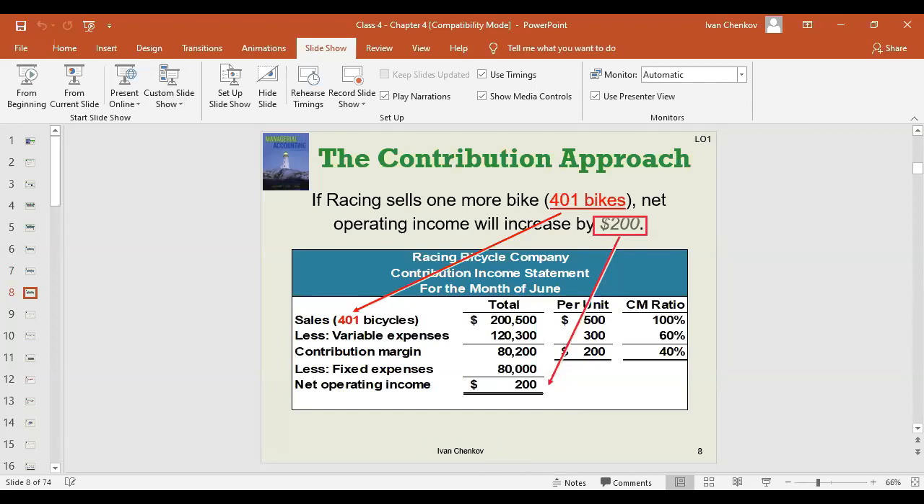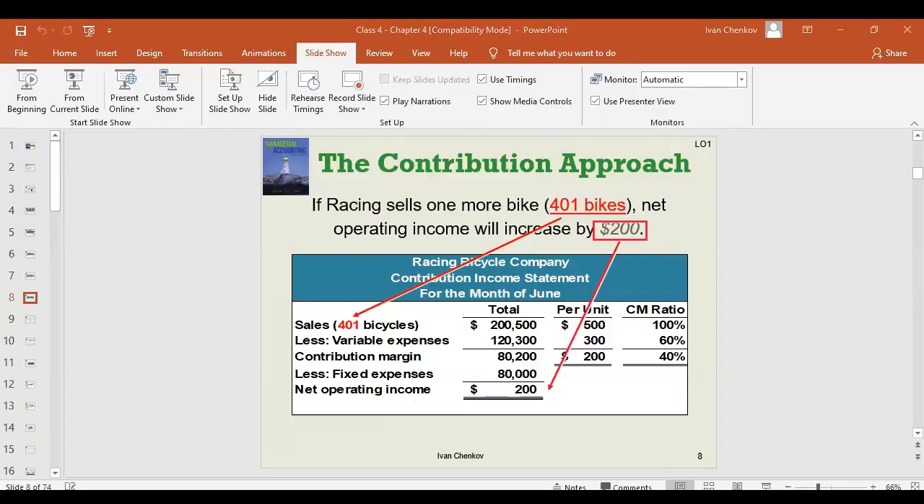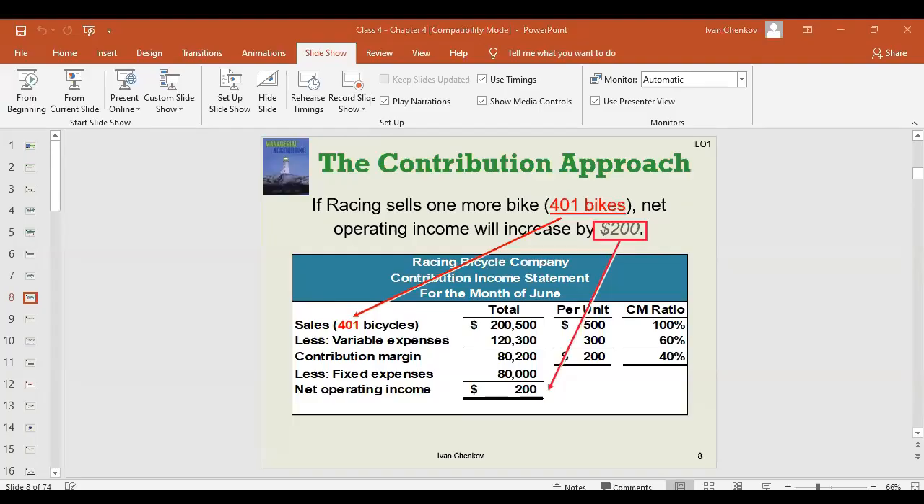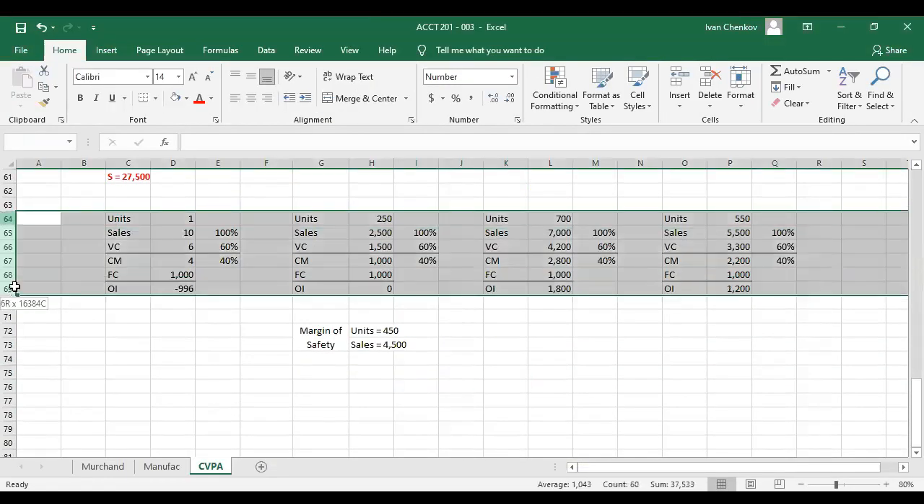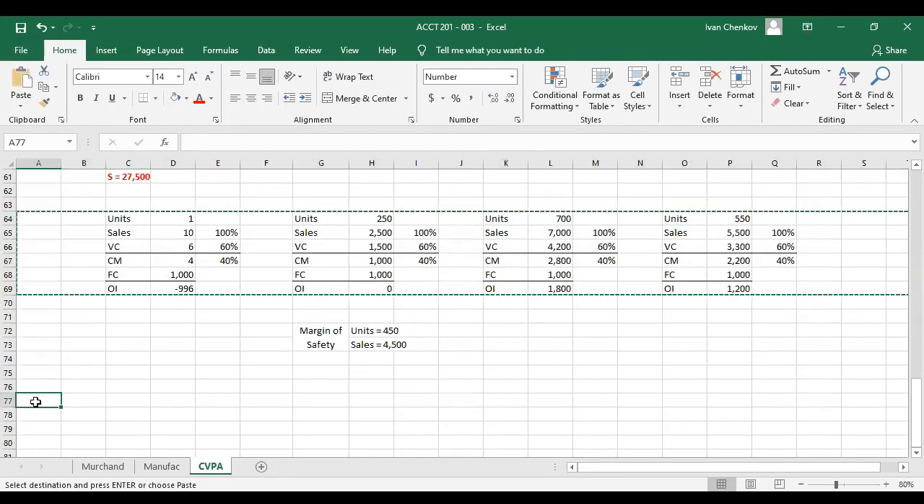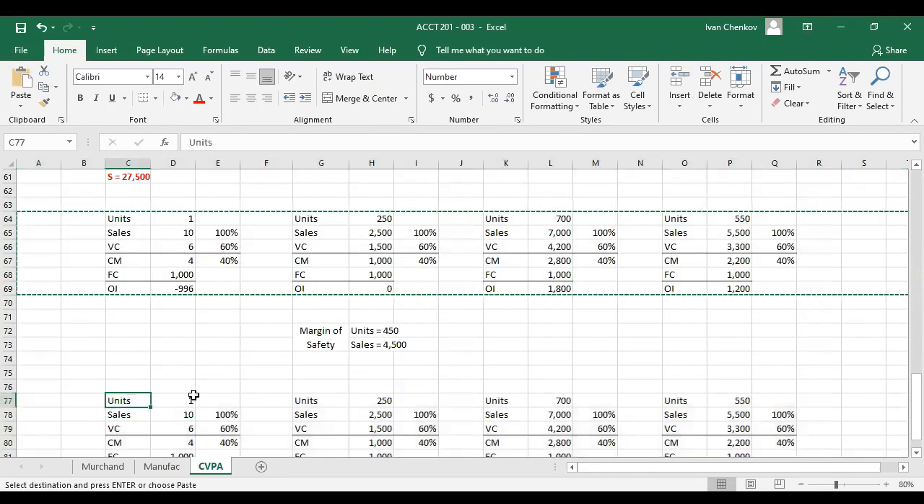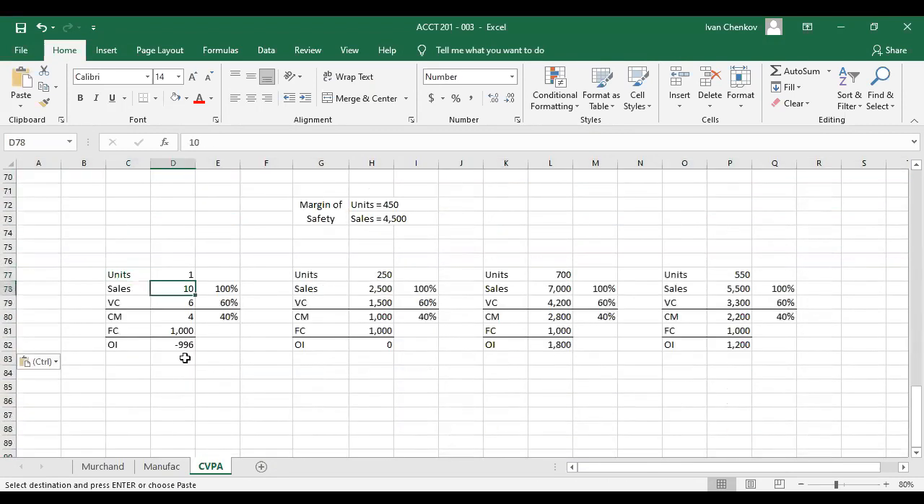I'm going to stop sharing this, and let's do one practical thing, so at least you understand how you can use this cost volume profit analysis. I'm going to share this Excel spreadsheet. Still working with this formula, let's flip it here. Listen to me carefully.